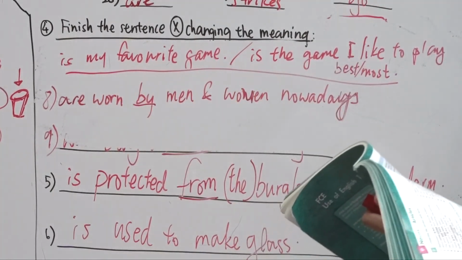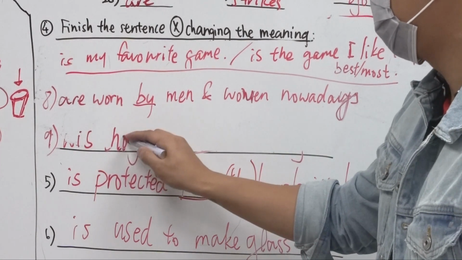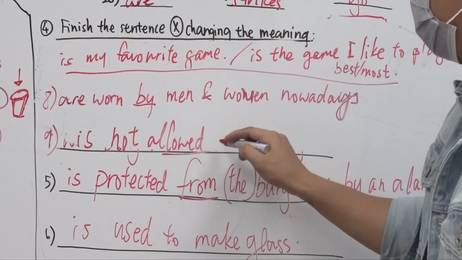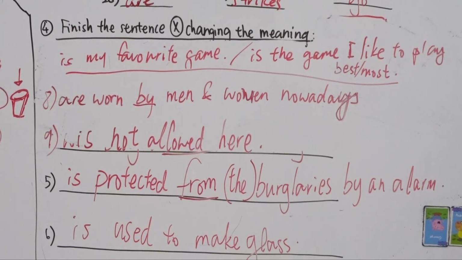So parking is not allowed here. Parking is not allowed here, okay? So you are not allowed to park here. Parking is not allowed here. General rule, right? So it's safe to assume that everyone else cannot park here unless you live here, you work here, or you have a special permit.